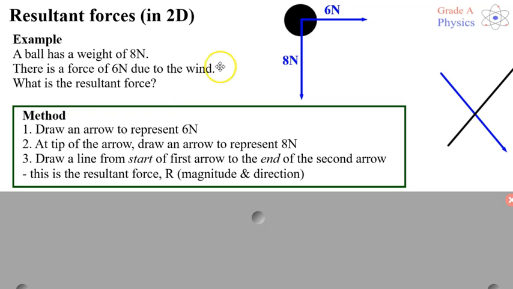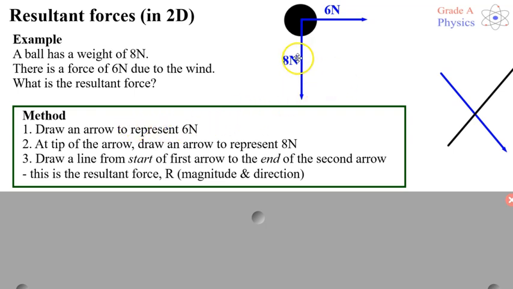Now at GCSE and in the dynamics topic, we were just looking at forces in 1 dimension. So it would have been something like 8 minus 6 or 6 plus 8. But in this case, in 2 dimensions, that makes no sense at all because they're not going in the same direction. So this is the method. This is our general method.